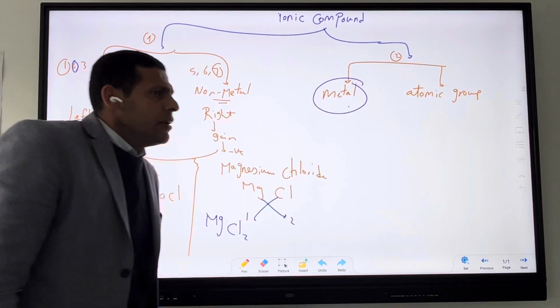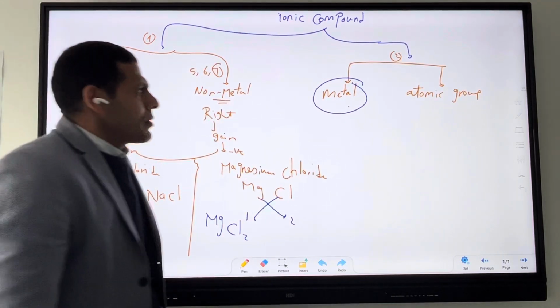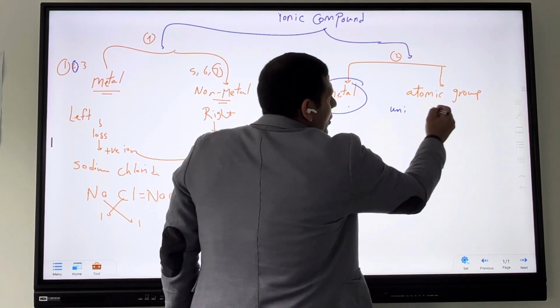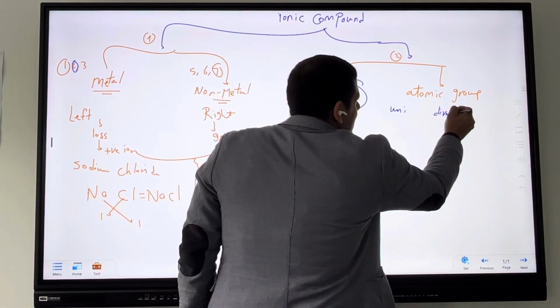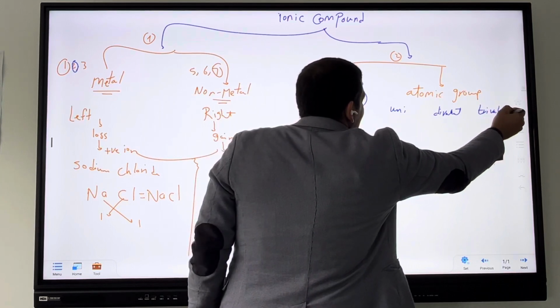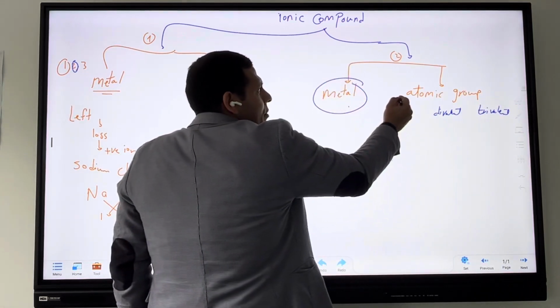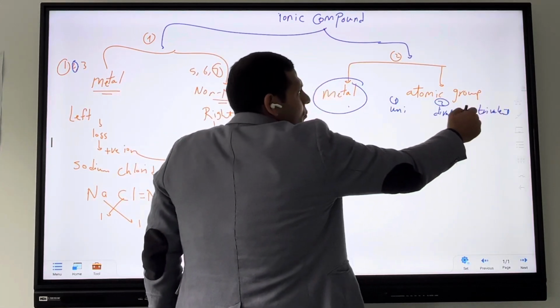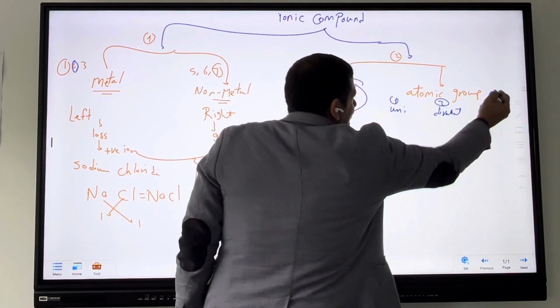We have 3 different atomic groups. I want to remind you, we have the univalent, divalent, and trivalent groups. Univalent has a valency of 1, divalent has a valency of 2, and the trivalent group has a valency of 3.